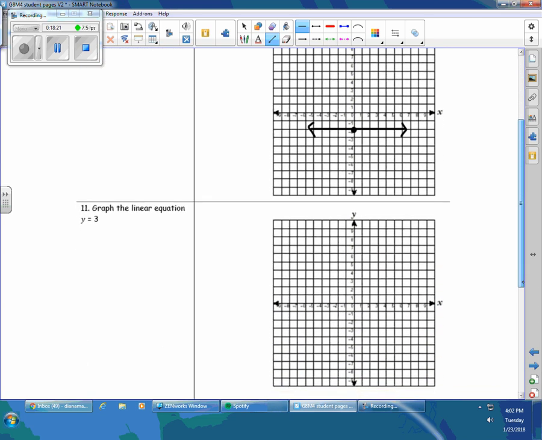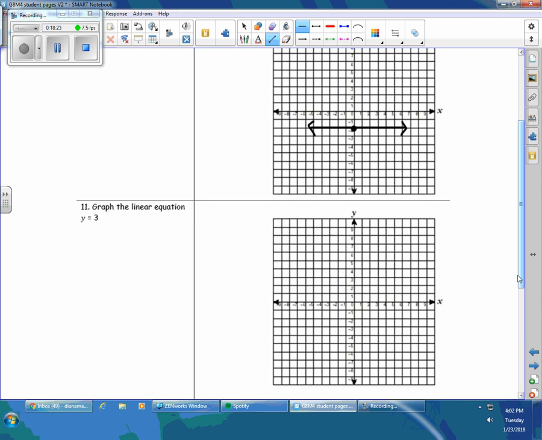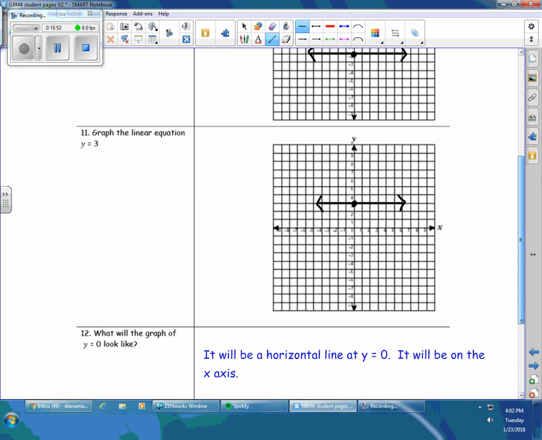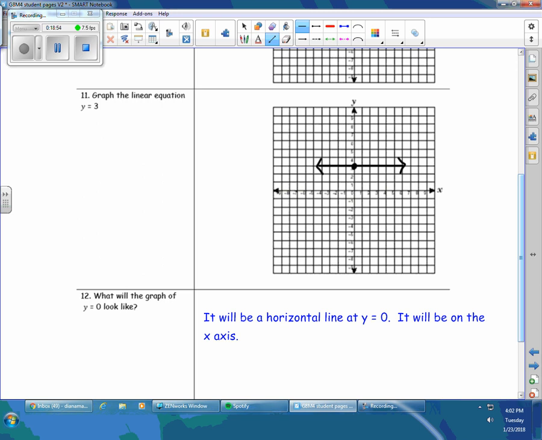Okay, graph the linear equation y equals 3. Again, I'd like you to pause the video, plot where you think it is, and then unpause the video to check your work. Okay, on the y-axis, here is a 3. It's going to be a horizontal line through that point. Okay. What will the graph of y equals 0 look like? Again, 0 is right here, so it's going to be on the x-axis.